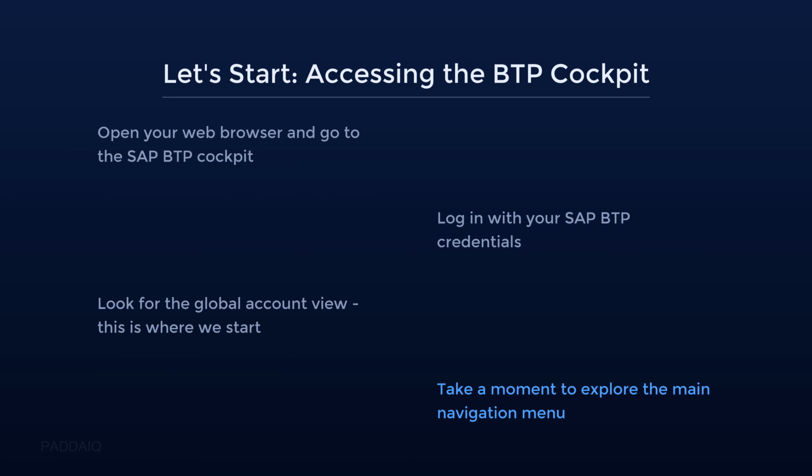Take a moment to explore the main navigation menu. This is your central hub to access all services and tools in BTP. For instance, you can navigate to services to find and manage applications like SAP Build apps. Familiarizing yourself with this menu will make your daily tasks much more efficient.